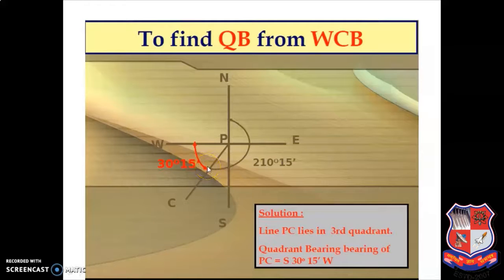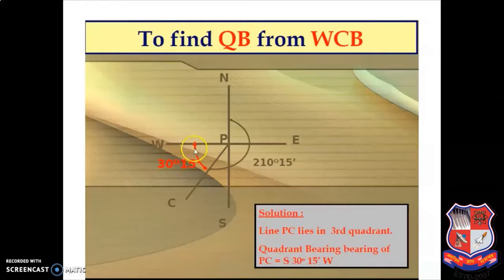Here is one mistake. This angle will become here. I made a mistake here. From 210 degree 15 minute, you deduct 180, from here to here. So your angle will be 30 degree 15 minute from here to here only. And it is approaching towards the south pole. So your answer will be south 30 degree 15 minute west.